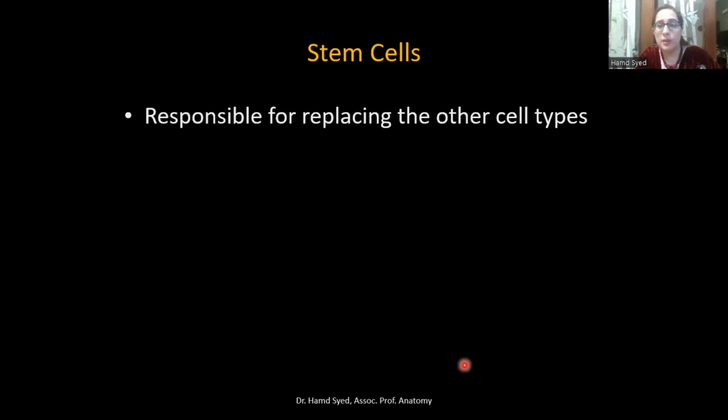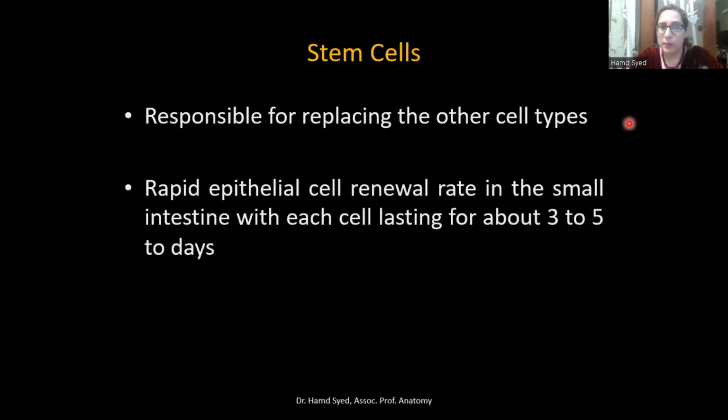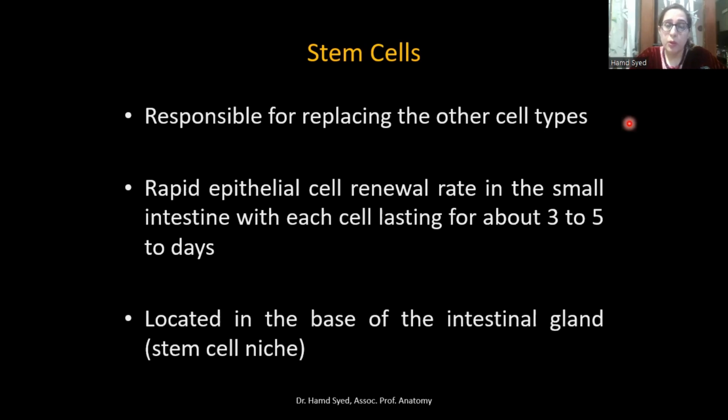Let's talk about the stem cells. We have mentioned them before when we were discussing other areas of the gastrointestinal tract, and we should know that they are the ones which are responsible for replenishing or replacing the other cell types. So this is the cell population which divides by mitosis and gives rise to all the other cell types. And this is responsible for a rapid epithelial cell renewal rate in the small intestine, with each cell lasting for about 3 to 5 days. Their location is characteristically within the basal region of the intestinal gland that is known as the stem cell niche.